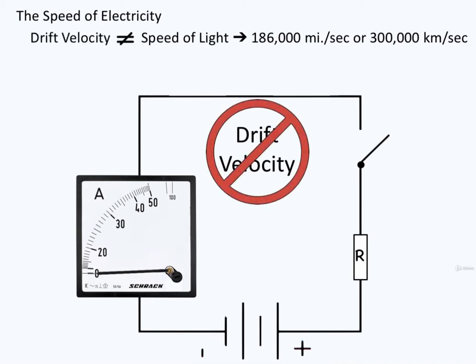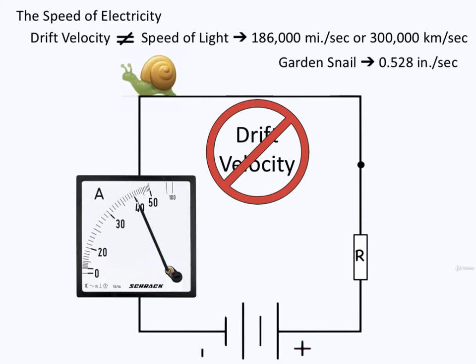And as I said, this is not the speed of an electron flow. An electron is not flowing at the speed of light. In fact, if we were to compare the speed of an electron flowing in a wire to that of a common garden snail, the garden snail would hands down beat the electron in a race. Because the garden snail moves at about half an inch per second, whereas an electron moves in the wire at about 0.0028 inches per second.